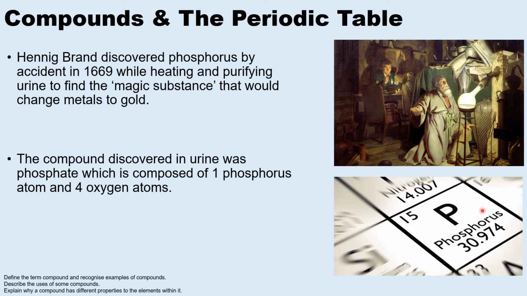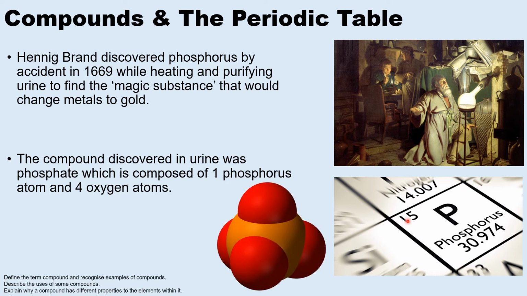So you would have seen this in your periodic table if you'd looked. It has an atomic number of 15 and its mass is 31. And that is the compound that was formed. So you've got your phosphorus in the middle and your 4 oxygen atoms.